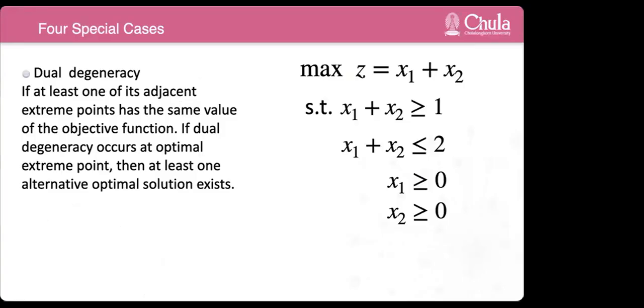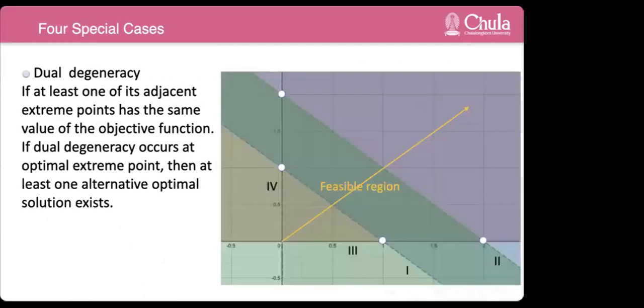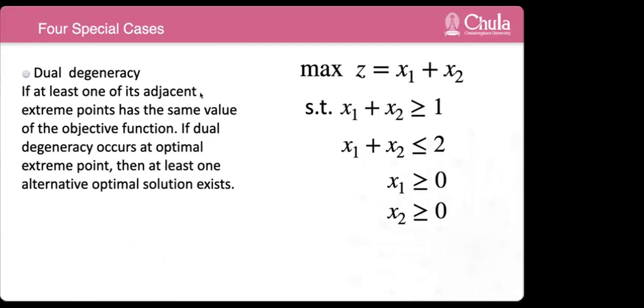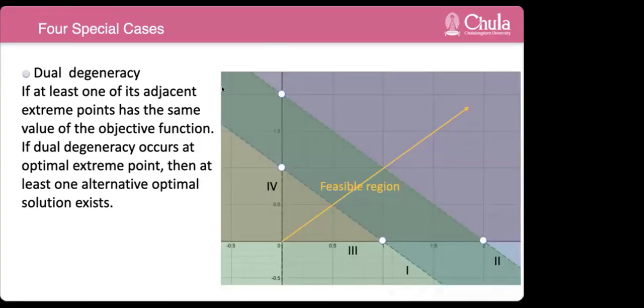The next one, dual degeneracy, is when one of your constraints is parallel to the objective function. What happens if your objective function is parallel to one of the constraints? The solution is not at the corner anymore.